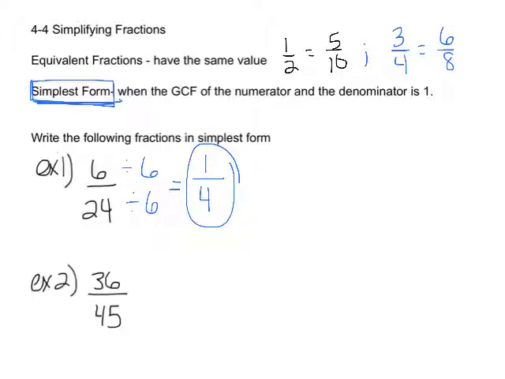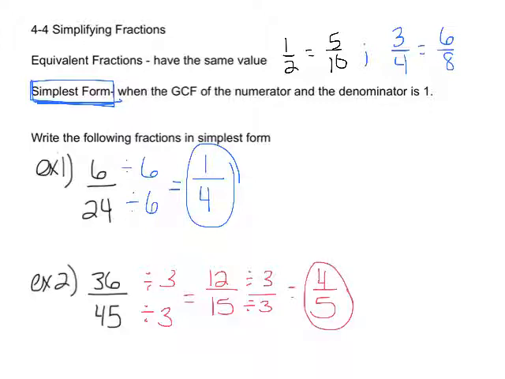Let's take a look at the next example. I have 36 over 45. So I can't really think of a number that's going to divide perfectly like the one on top. So I'm just going to divide by 3 on both. And when I divide by 3, I get 12/15. And now I know that 3 is another factor. So when I do that, I get 4/5. And the greatest common factor between 4 and 5, my numerator and denominator, is 1. So 36/45 equals 4/5.